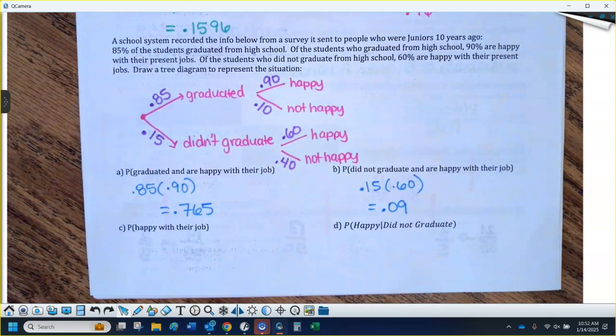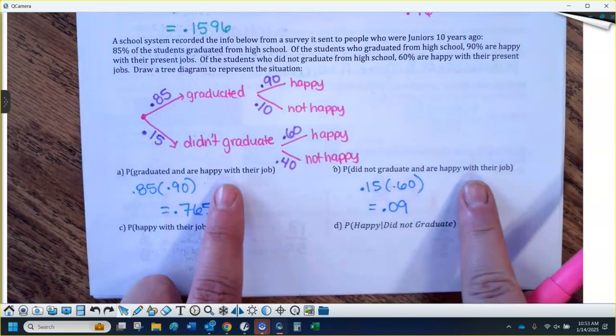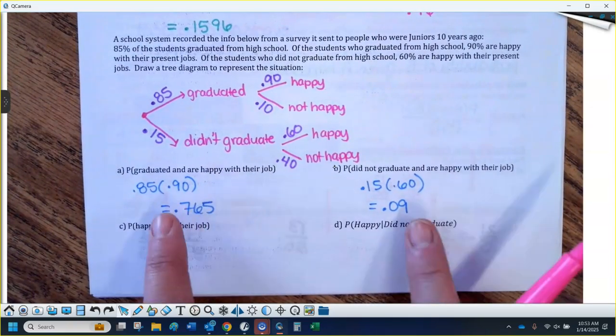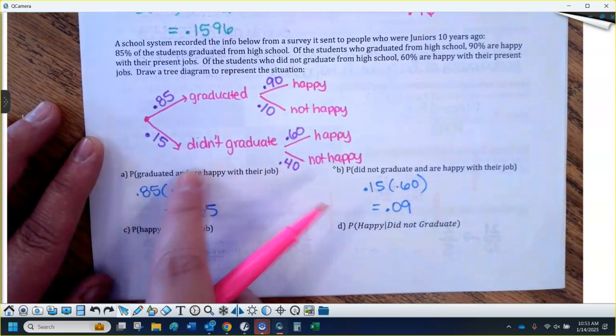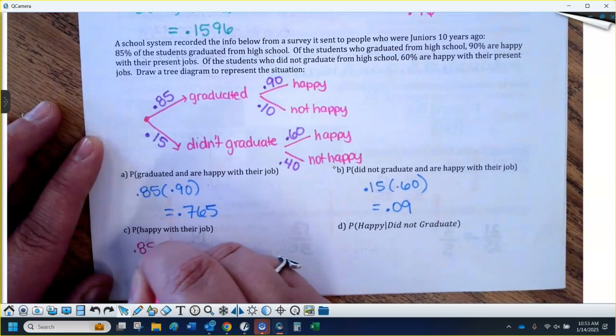This one's a little bit weird. This one says, for letter C, the probability that you're happy with your job. If you guys look at the tree, there's two different ways that could happen. There's the people up here that graduated that are happy with their job, but there's also the people down here that didn't graduate that are also happy with their job. So we want to put both of those branches as options, and we're just going to add them together. Now, if you guys notice, we just did both of these branches for this part. So the probability that they're happy with their job and they graduated would be this group. So the 0.85 times the 0.9.